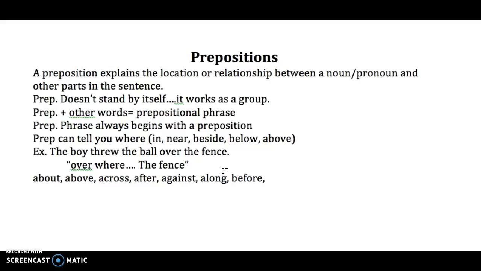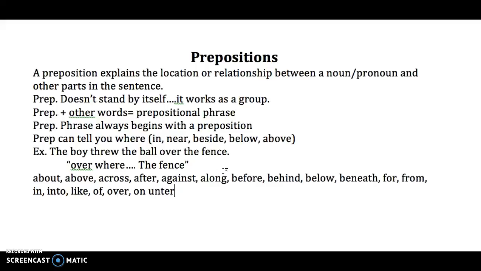before, and I'm not writing them all down. Behind, below, beneath, for, from, in, into, like, of, keep doing that, don't I? Like, of, over, on, under, with, and I could give you more, but I'm not going to.